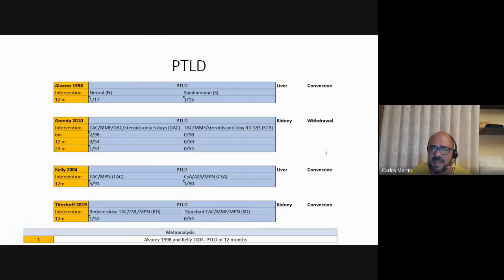The next one is PTLD. Again, well reported, but with a few cases, so probably it cannot be meta-analyzed. The potential meta-analysis is Alvarez and Kelly. Alvarez have 1 case in each of the arms, and Kelly have 5 and 1. So the difference is very high. Probably the meta-analysis is going to give all the weight to Kelly because of the number of cases, and probably we are going to have some kind of heterogeneity.